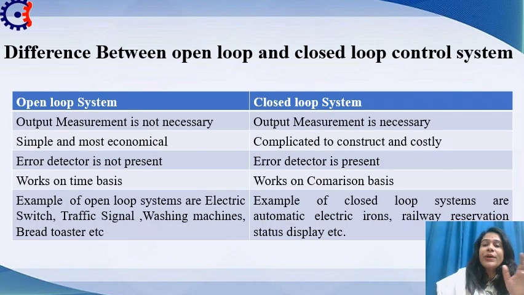Difference between the open loop and closed loop control system. In open loop system, output measurement is not necessary, simple and most economical, error detector is not present, and works on time basis. But in closed loop system, output measurement is necessary. It's very complicated to construct and costly. Error detector is present, works on comparison basis. Example of open loop system: electric switch, traffic signal, washing machine, bread toaster, etc. And example of closed loop system: electric iron, railway reservation status display, etc.